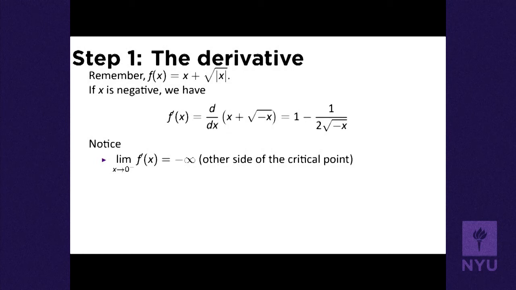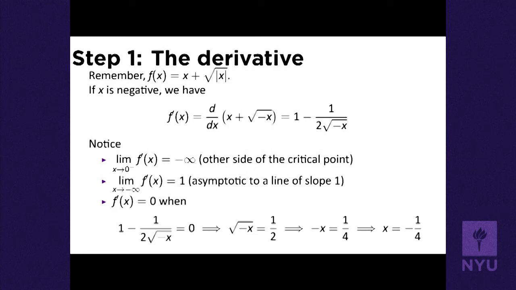Okay, now are there any places where the derivative is equal to 0? As x goes to minus infinity, again we get asymptotic to 1. Now when is this equal to 0? When is 1 minus 1/2 times the square root of minus x equal to 0? Well, if you solve for x, then you get that the square root of negative x is 1/2. x is negative, so negative x is positive. Square both sides, negative x equals 1/4, or x equals minus 1/4.